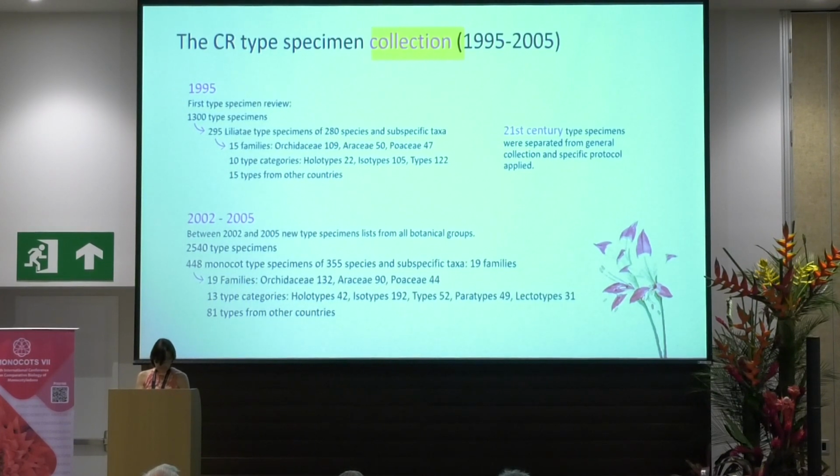In that decade, lists of all type specimens of all groups were published. More than 2,500 type specimens were recorded in the herbaria at that moment, and the number of monocot type specimens, taxa, and type categories increased, with orchids, aroids, and grasses having the highest numbers. The use of online collection databases and online protologue publications helped in this process.